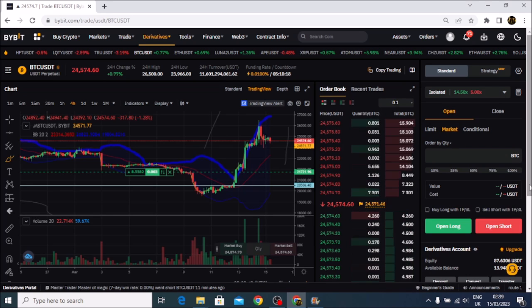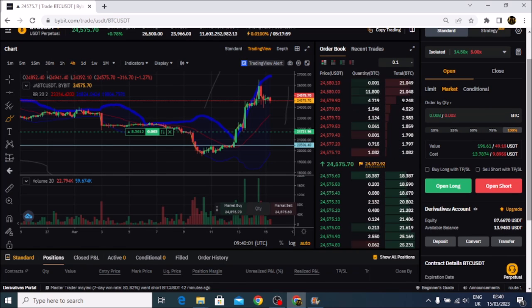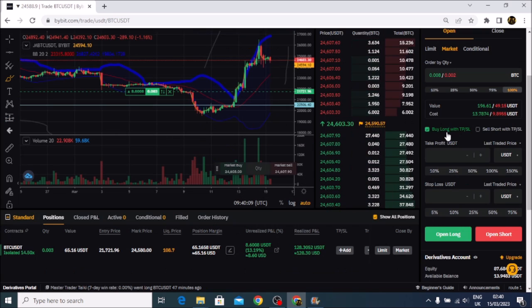With market, the difference between limit and market is that you buy at that specific price. Let me say I want to make this trade. I will just put the quantity, let me say I want to use all of the amount that I have in the trade, and once you're there, it means buy long with take profit and stop loss.